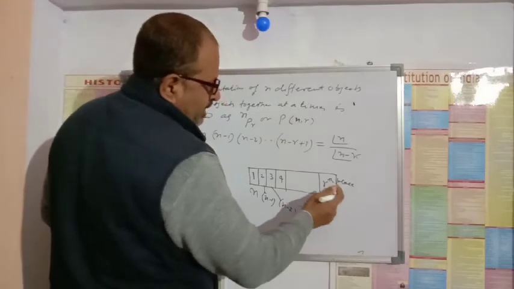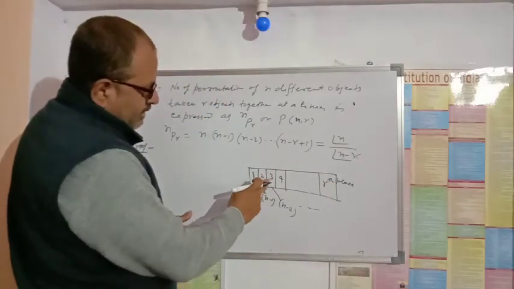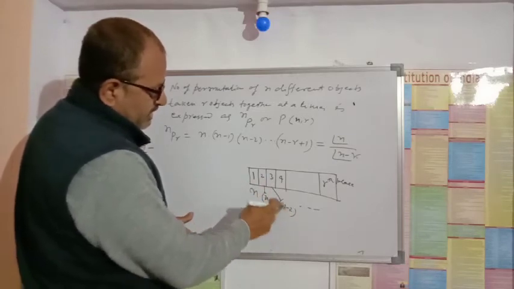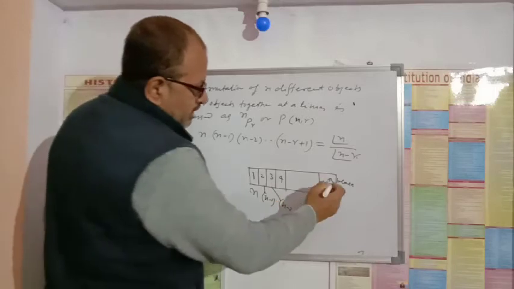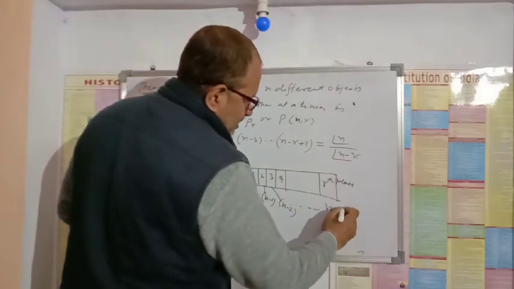Similarly, in how many ways can we fill the rth place? Here third place n minus 2, second place n minus 1, means 1 less than 3, 1 less than 2. So the rth place will be filled in n minus r plus 1 ways.